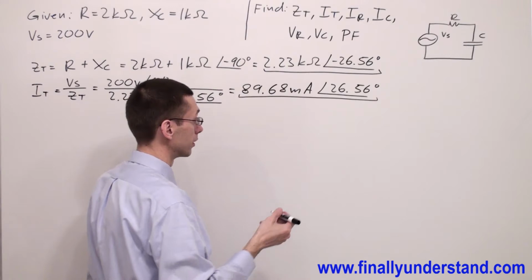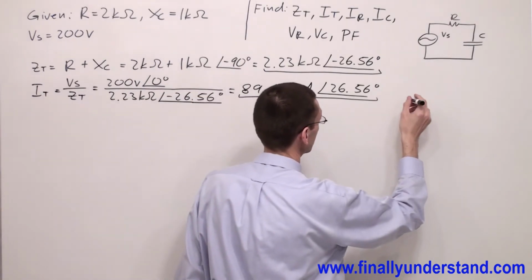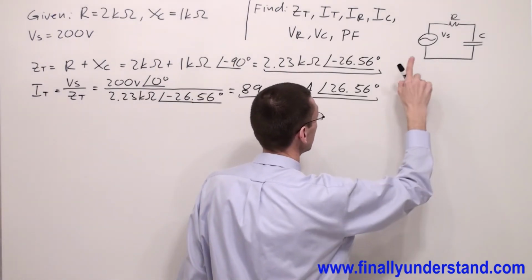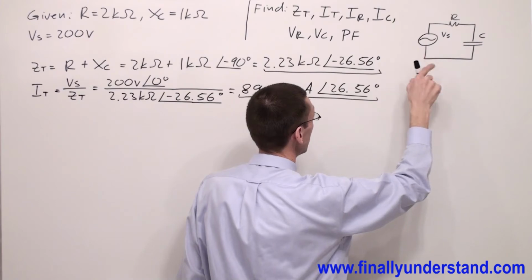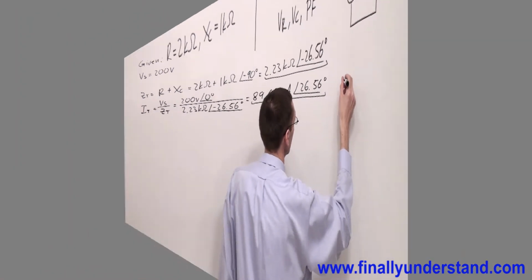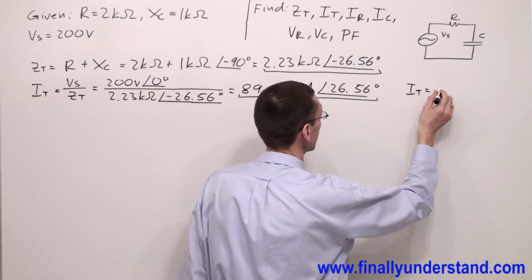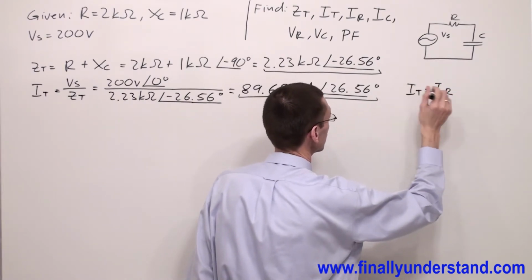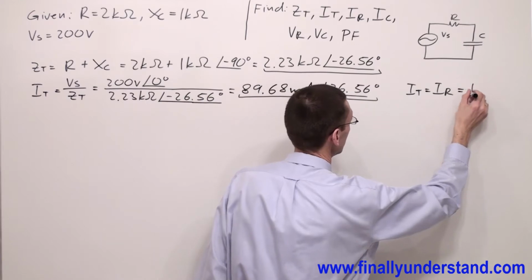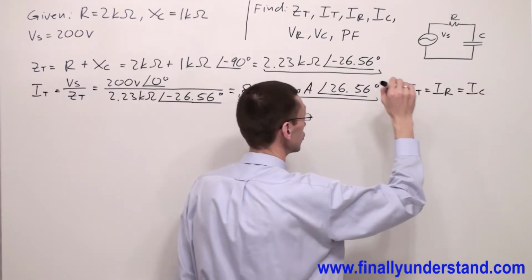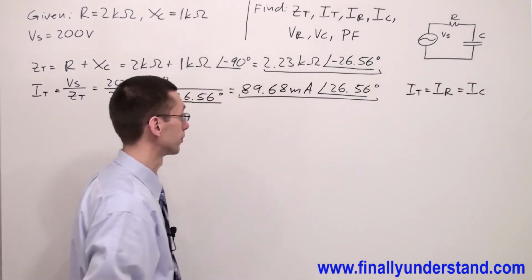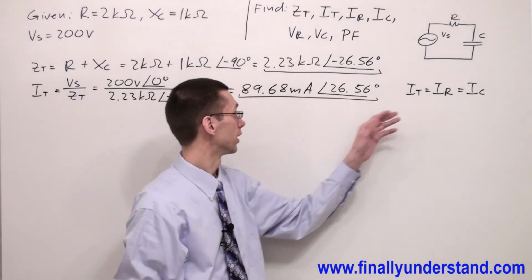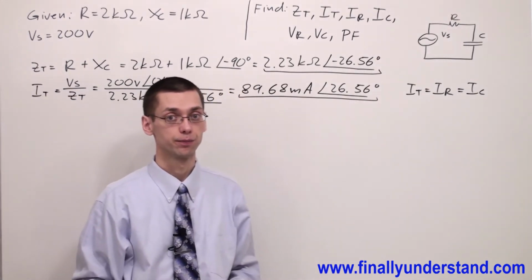Now, this is my total current, but don't forget that this is a series circuit. So if we talk about the series circuit, the current in every single part of the circuit is always the same. So I total is equal to IR, the current which goes through the resistor, and is equal to IC, the current which goes through the capacitor. So all of them are going to have this value.